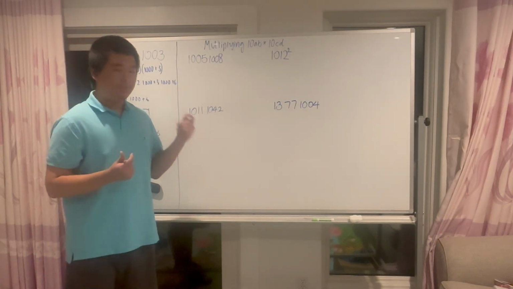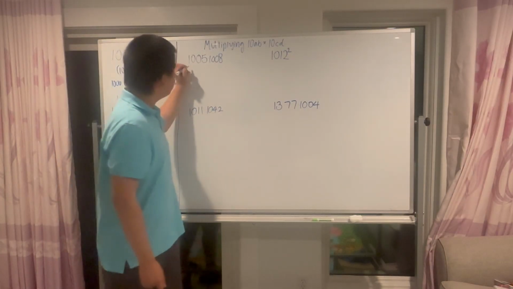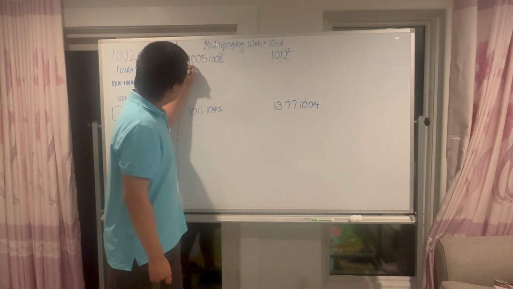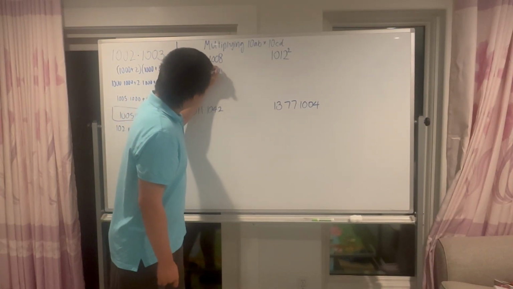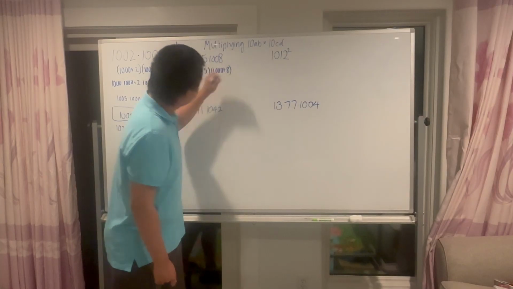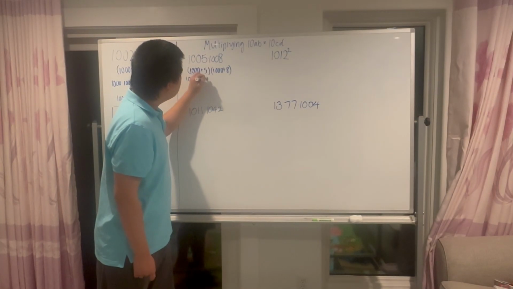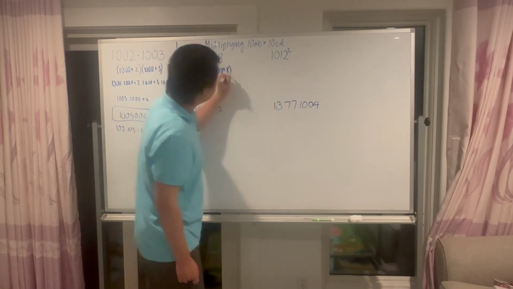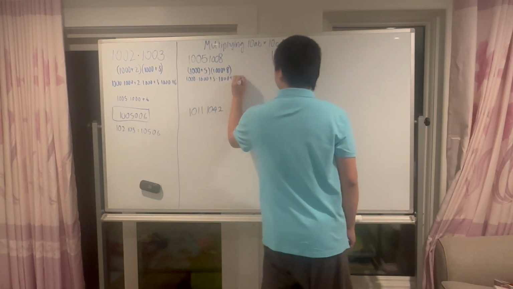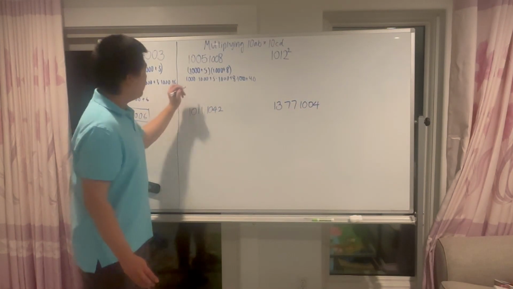Now for our next example, 1005 times 1008. Hopefully you guys should be able to beat me to this, but if you can't, that is totally okay. We're just going to FOIL it out, just so we can see what's going on. It's 1000 plus 5 times 1000 plus 8. And this is going to be 1000 times 1000 plus 5 times 1000 plus 8 times 1000 plus 40.